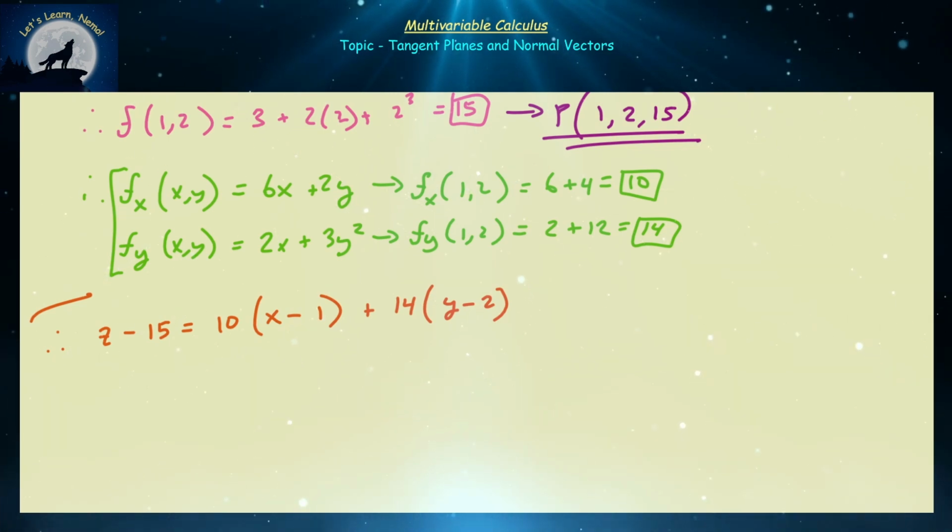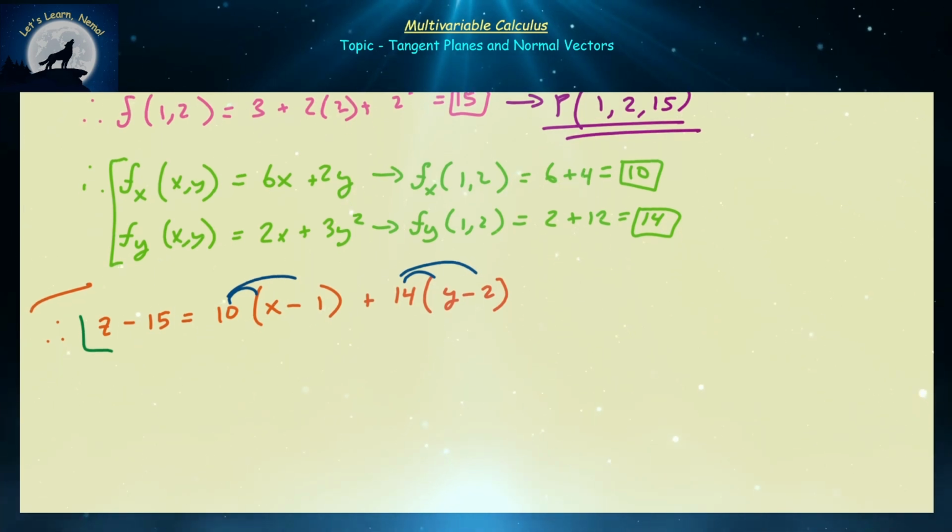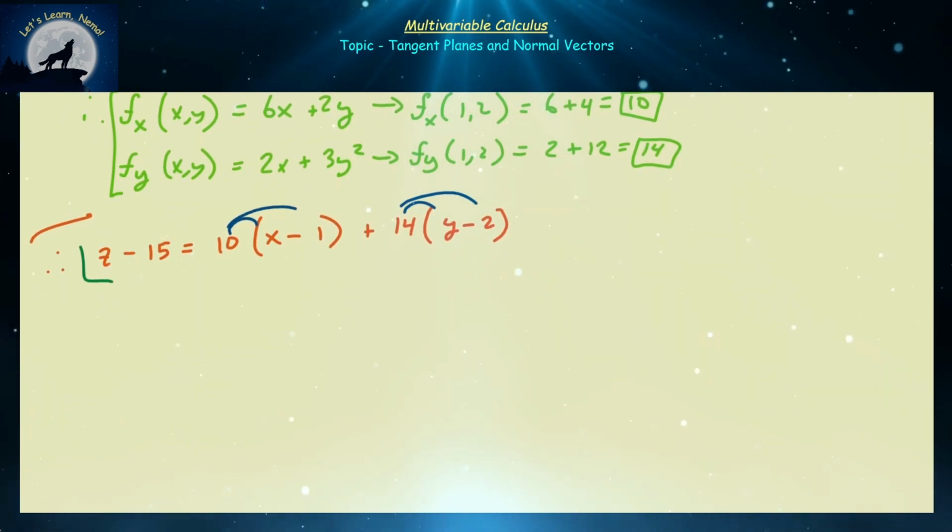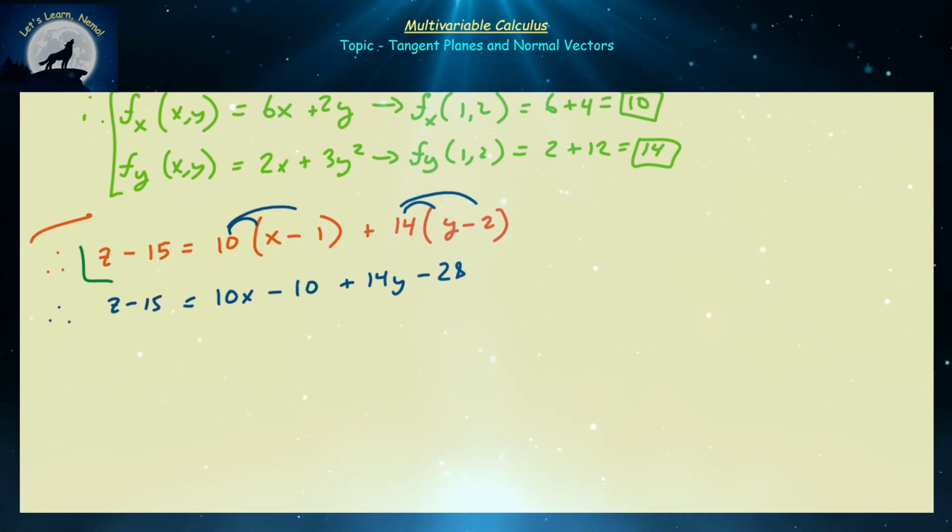Once we have that, we can technically present this as our answer, but I just want to clean this up a little bit more and write it in functional form. So let's distribute that 10, let's distribute that 14, let's combine like terms and see what we get. So we're going to have 10x minus 10 plus 14y minus 28, and that's going to be z minus 15.